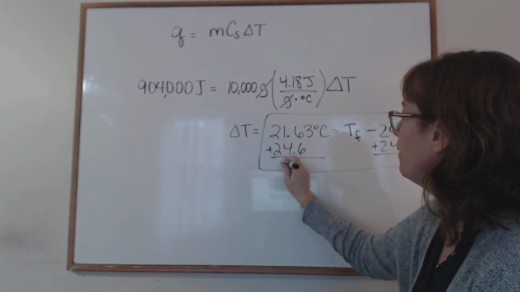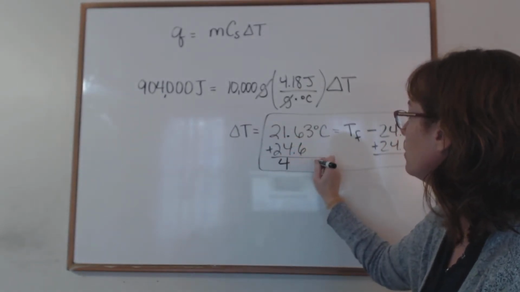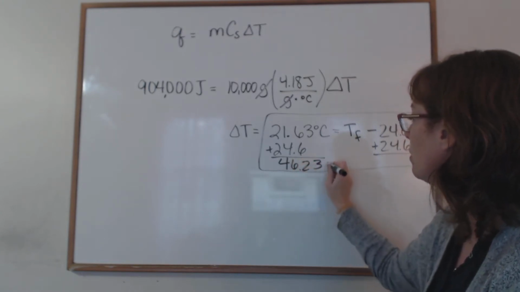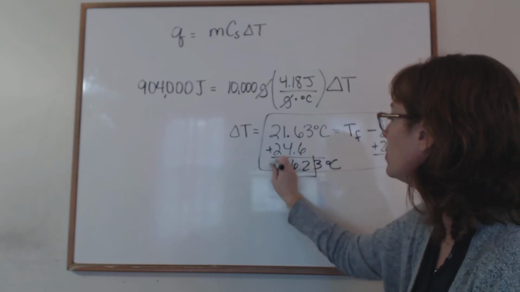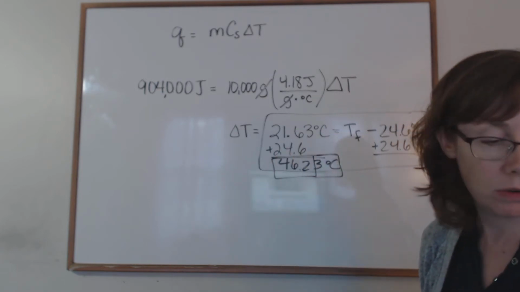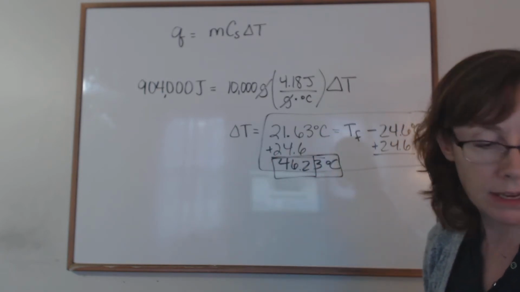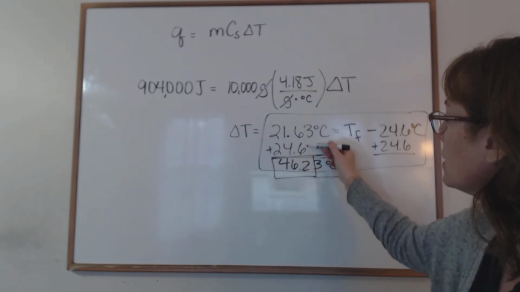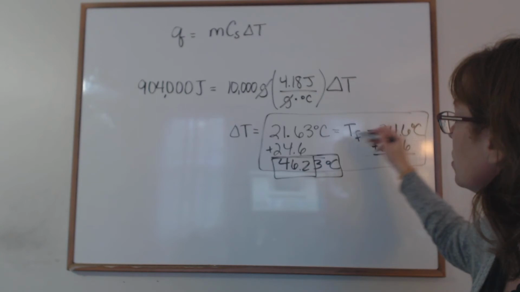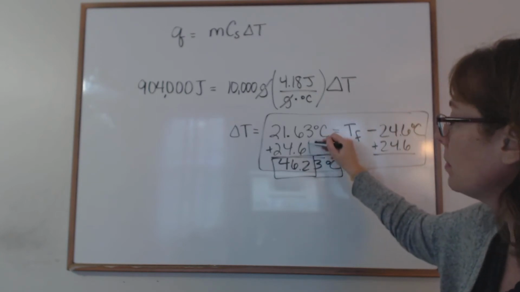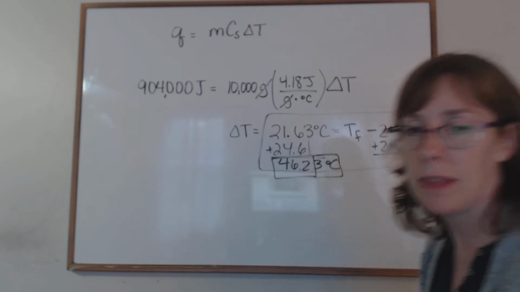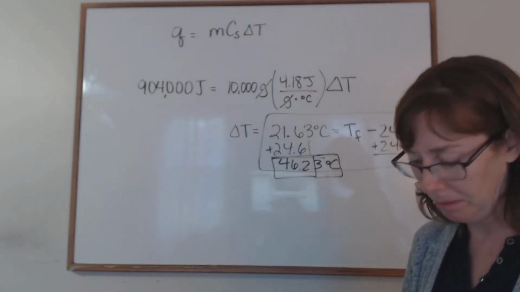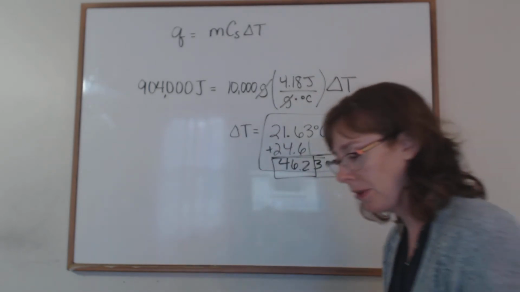And you should get 46.23 degrees C, which would round to 46.2 with the sig figs. 46.2 degrees C. Notice my sig figs are going to be determined by how many decimal places, because this is an addition. But we won't worry about that too much. So 46.2 degrees C. Moving on.